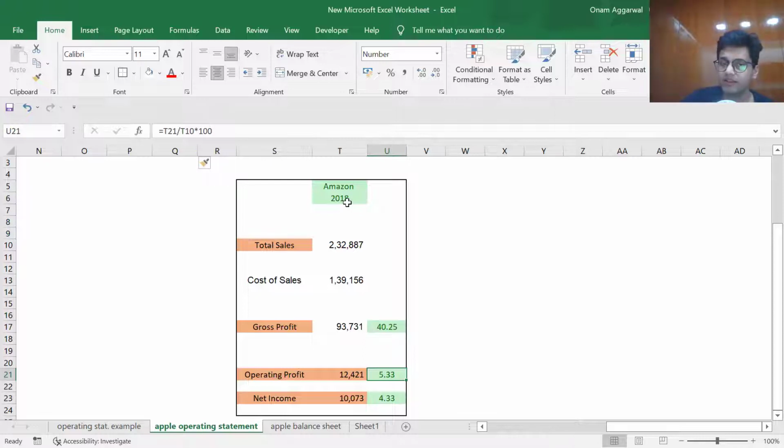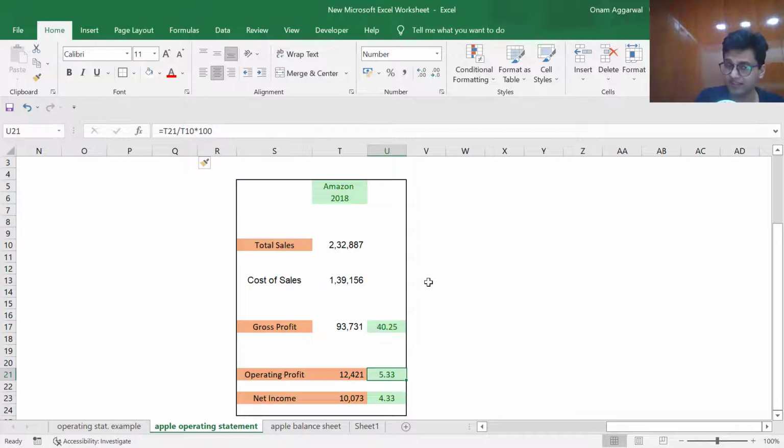A lot has changed in Amazon. But the purpose of showing you the income statement of Amazon and Apple is to tell you how a real world company's income statement looks like. And as you can see, it was almost similar to the income statement which I showed you in the format.